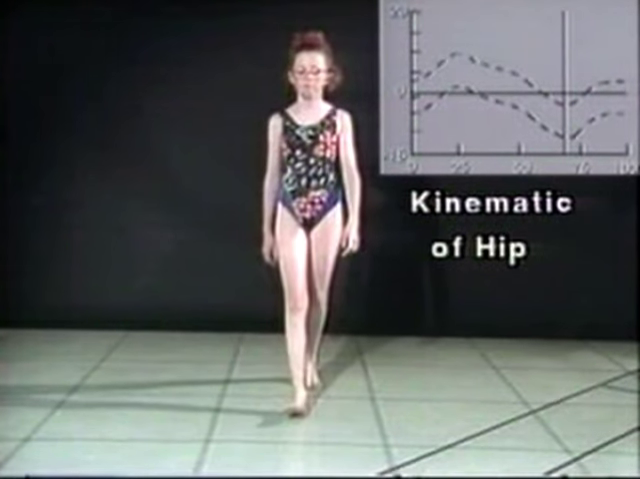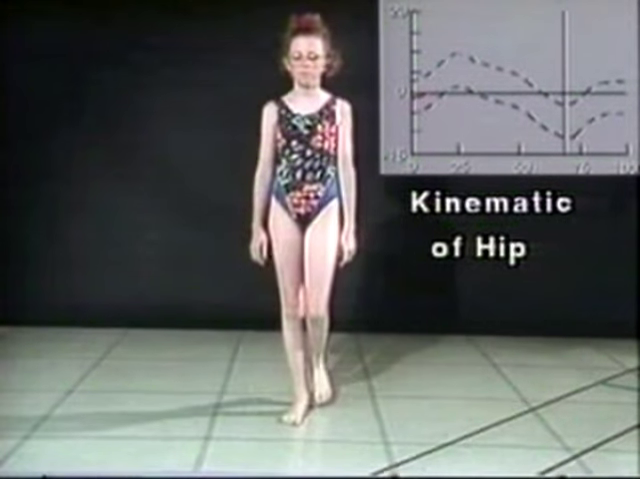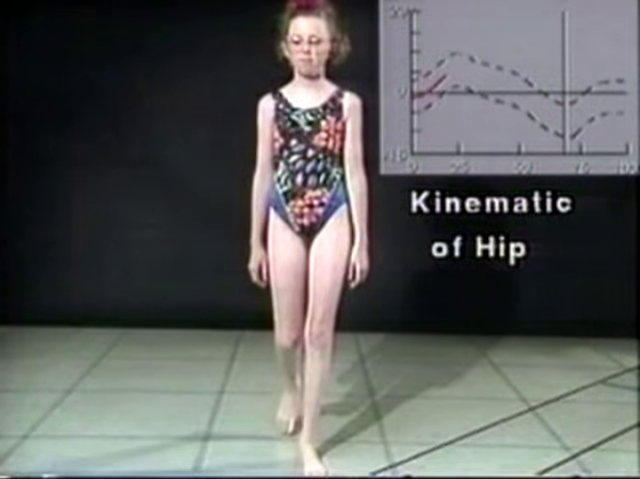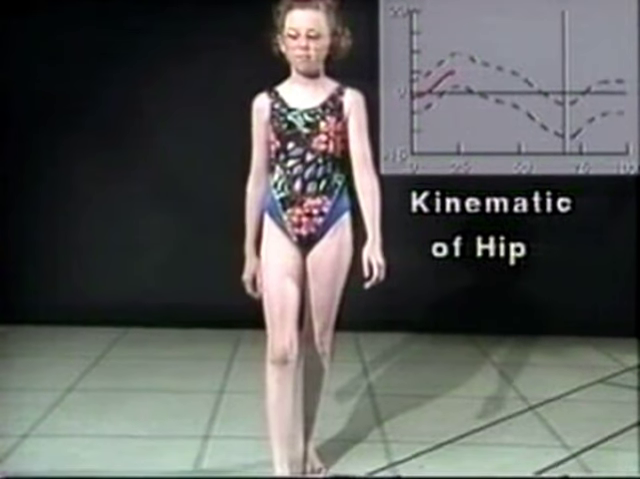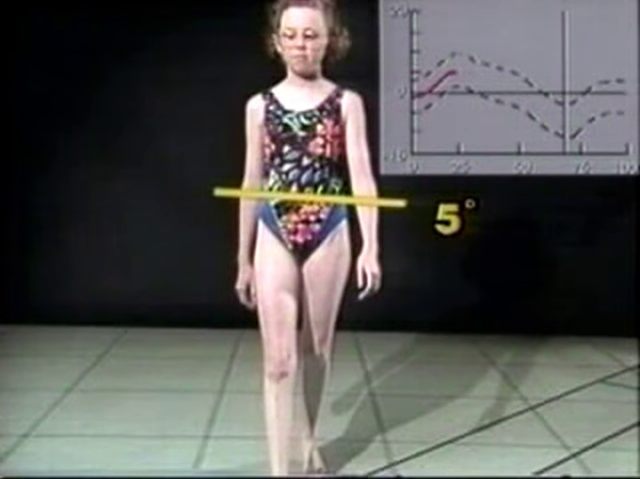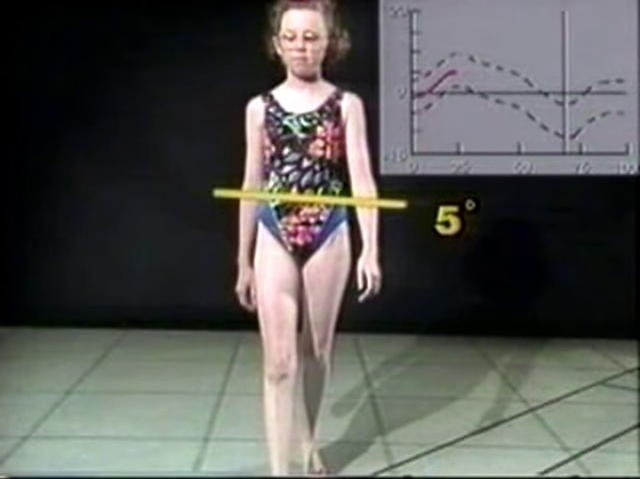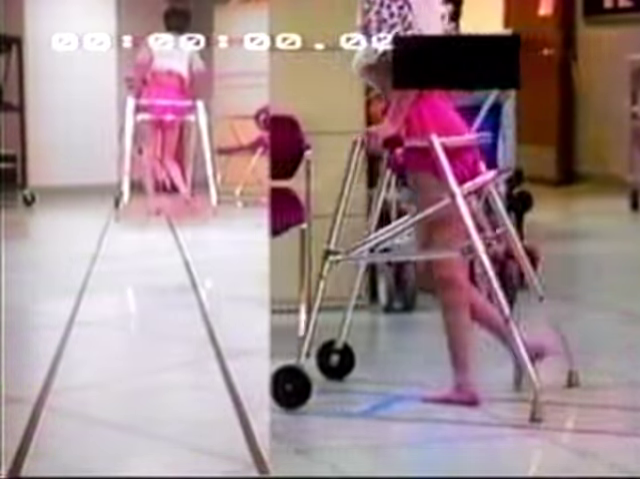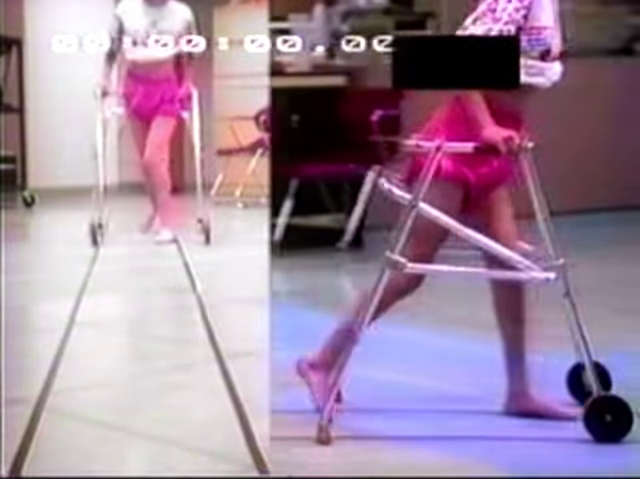As loading response begins, the stance side of the pelvis rises 5 degrees, with the stance hip going into adduction. The unsupported swing side of the pelvis drops about 5 degrees. This pelvis motion reduces energy expenditure by minimizing the vertical excursion of the center of mass.